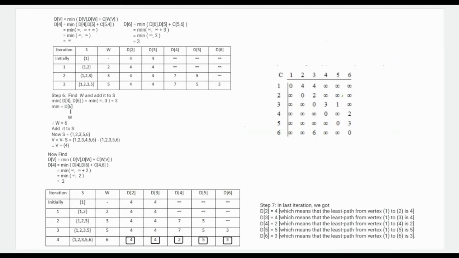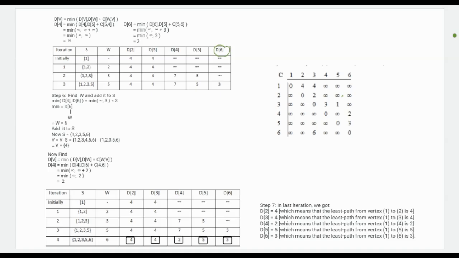Now we'll repeat the same formula and find the D4 and D6 values, and substitute them in the box. Then again repeat the same step, find W and add it to S. The minimum value among D4 and D6 is 3, which is for D6. So W will become 6. Now add it to S, it will be 1 2 3 5 and 6, and minusing with V, we get V as 4. Now find it for D4 with the same formula, we get the minimum value as 2.